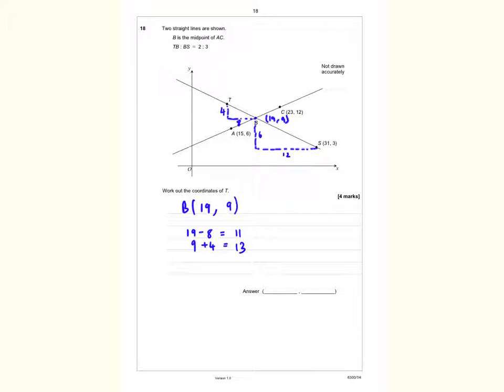Now, the reason why I wrote this out is so that you don't assume that we always add or we always take away. You look at your diagram and you think, am I going forwards or backwards in x? Am I going up or down in y? That's what you need to think about, and then you decide whether you're going to add or take away. So finding either the 11 or 13 is your third mark, and then the fourth mark is to say the coordinates are 11 and 13, like that.